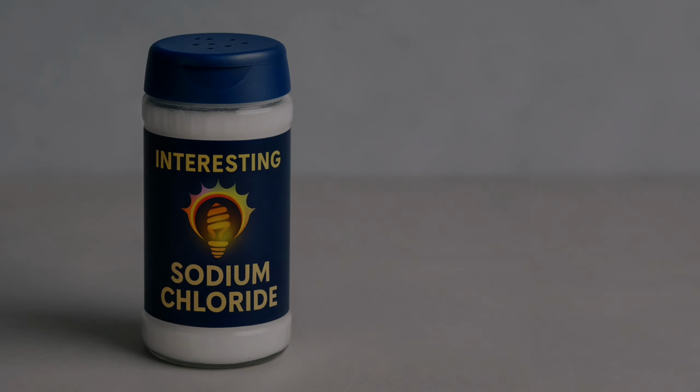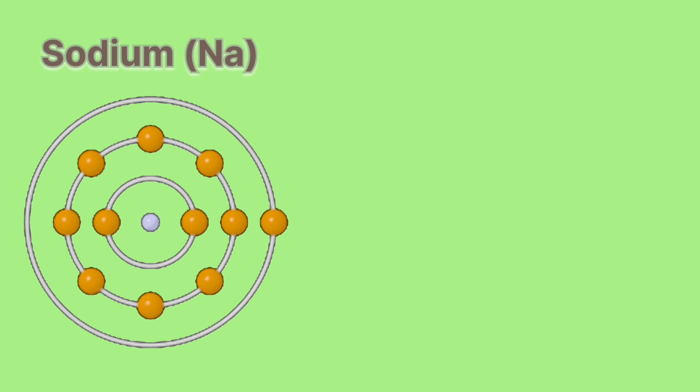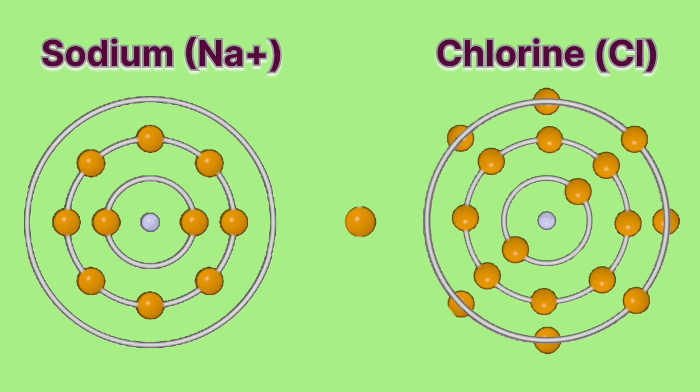The most common compound of sodium is table salt, sodium chloride. This is made when sodium is oxidized by chlorine. Sodium loses its one outer electron, becoming a positively charged sodium ion. Chlorine, with 7 outer electrons, is one short of a stable octet. It gains the electron from sodium to become a negatively charged chloride ion. These oppositely charged ions attract each other, forming an ionic bond, and this gives us sodium chloride, our common salt.